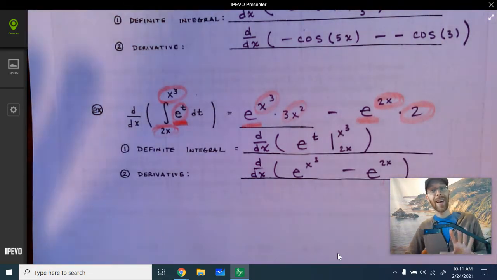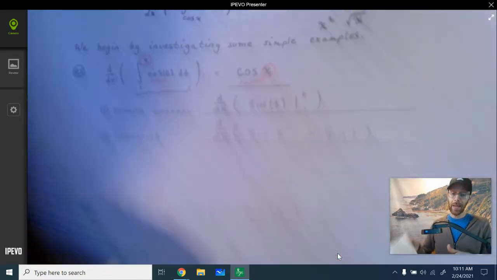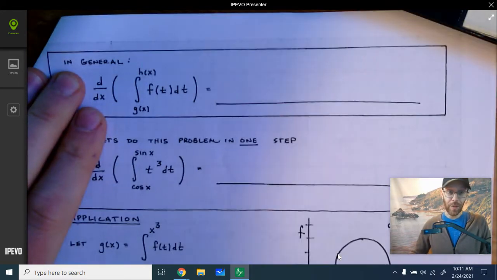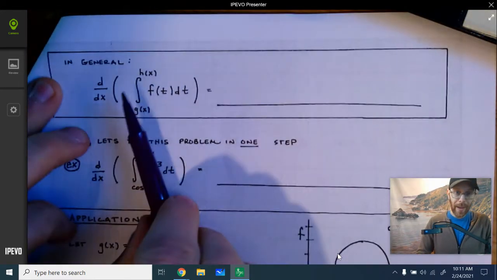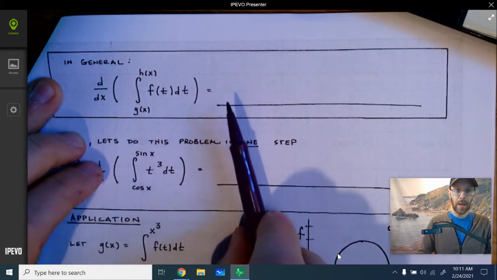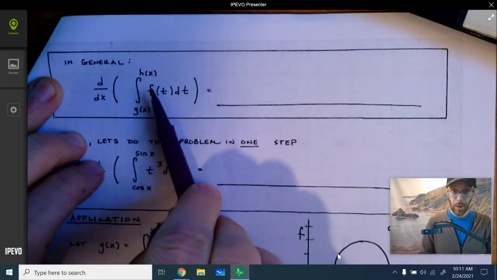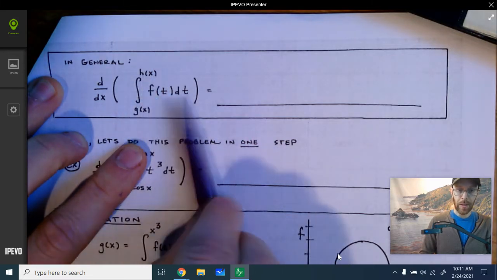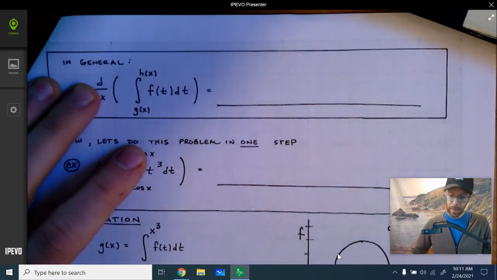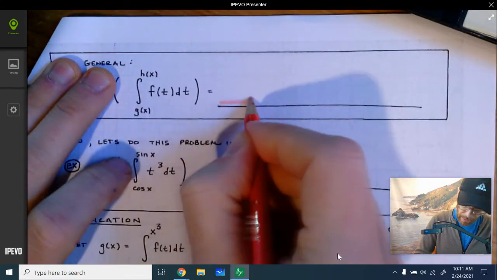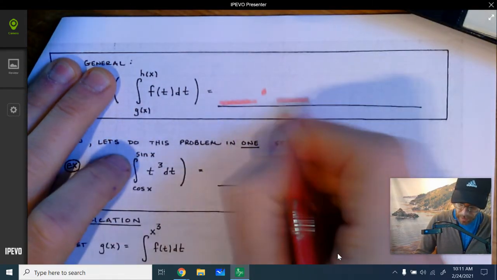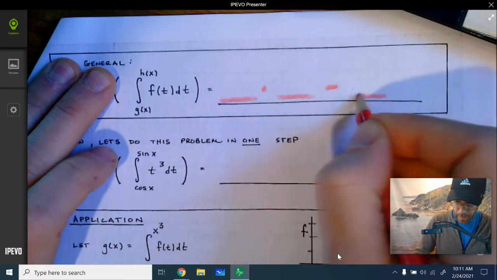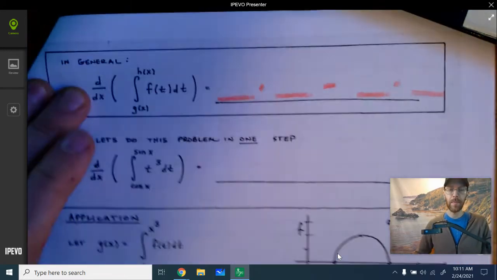Hopefully you see a pattern that works here and here and here. And this is my challenge to you. Can you write a formula for the derivative of the integral where the upper and lower bounds are functions and your integrand is f of t? And I'll even give you a hint that the answer is going to look something like this.